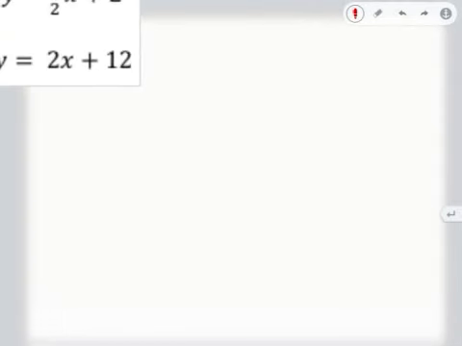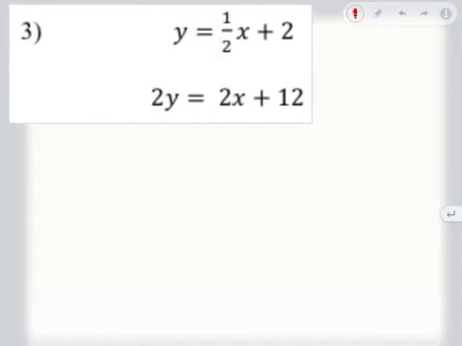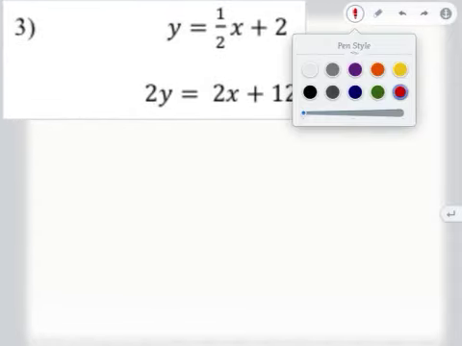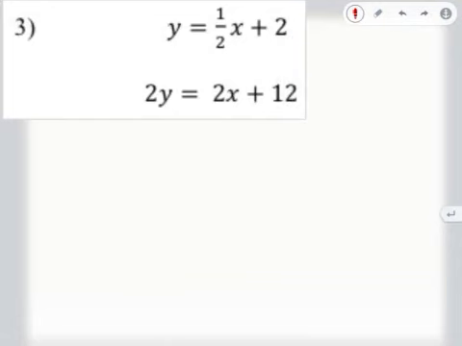Alright, so here we go. We got number 3. Now this one is a little more difficult, but not too difficult. We're going to try to get opposite variables. So we see right here, they don't look like they're even close to being opposite.